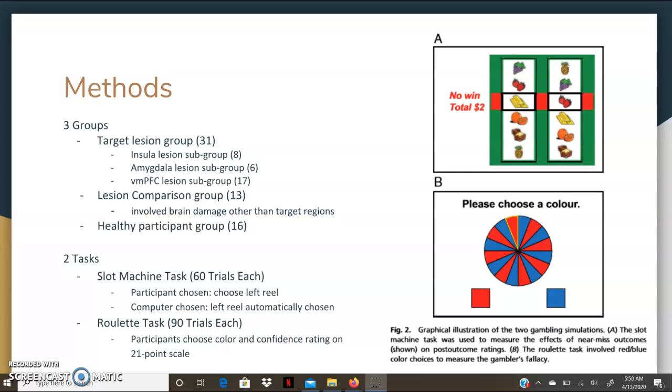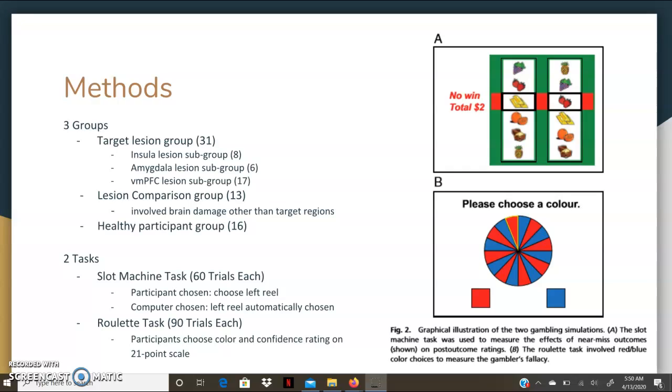So to begin, the researchers recruited 3 main groups: the target lesion group, and that group consisted of 3 subgroups: the insula lesion subgroup, amygdala lesion subgroup, and the VMPFC lesion subgroup. The second main group was the lesion comparison group, and this group consisted of participants with lesions to brain regions other than the insula, amygdala, and VMPFC regions. And the third group was the healthy participant group.